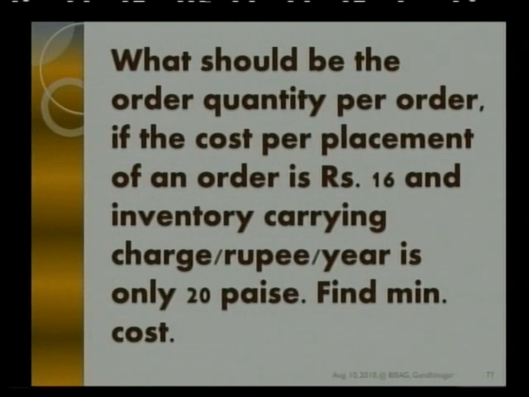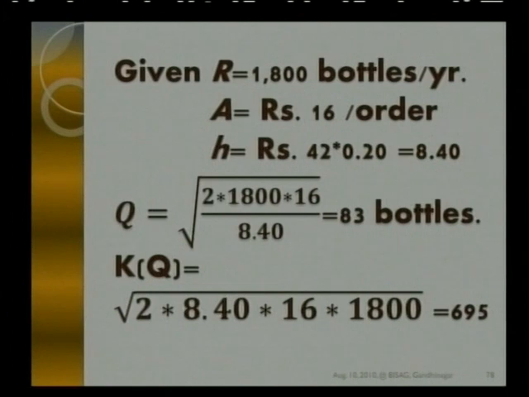And the inventory carrying charge per rupee per year is 20 paise. That means if you put in 1 rupee of purchase price, then 20 paise will be for the inventory holding cost. That is 20% of the total purchase price. We are supposed to find the minimum cost over here. That means we are supposed to minimize the cost function.